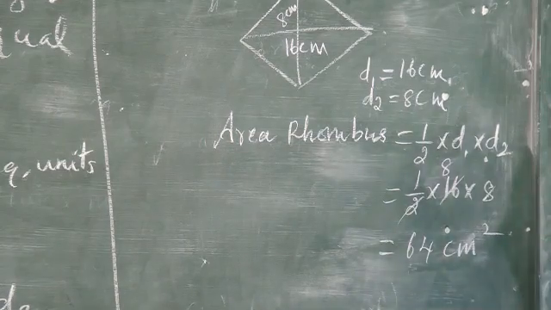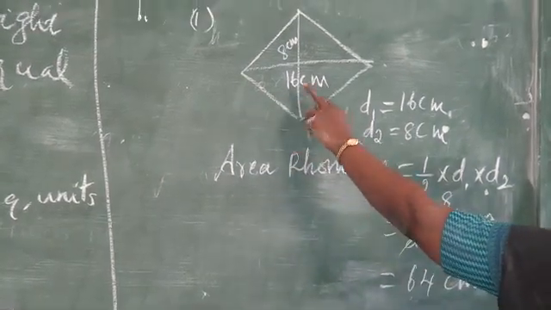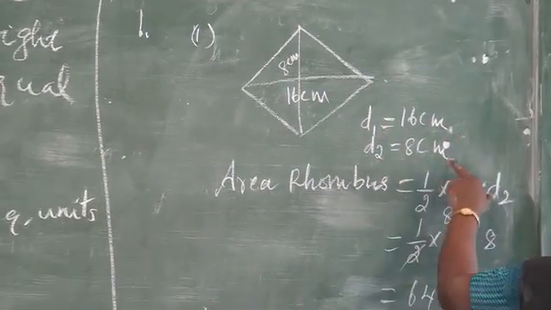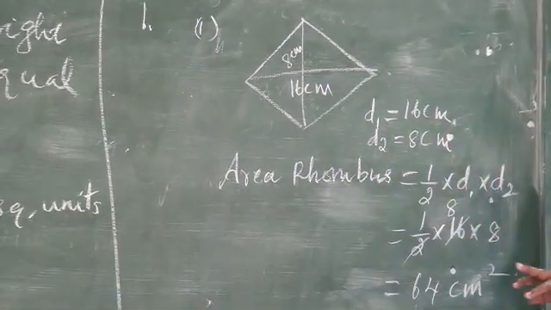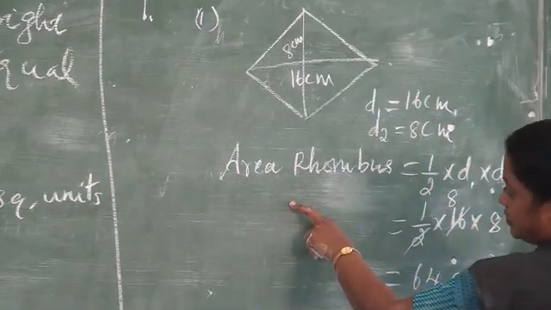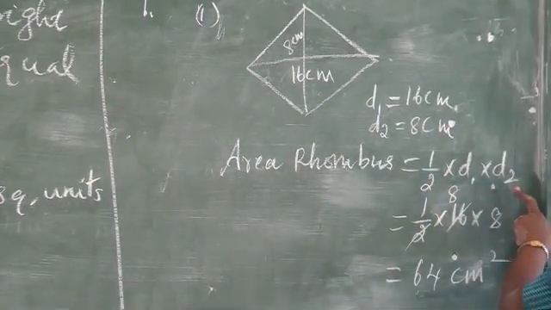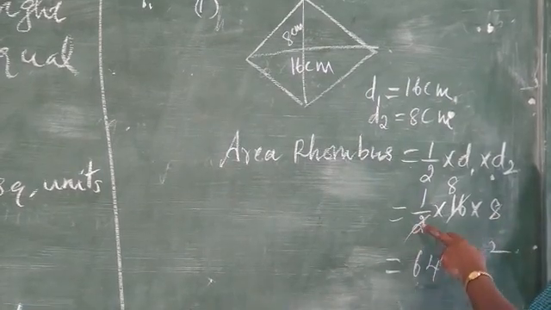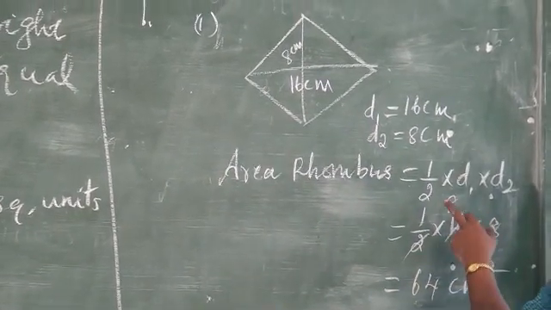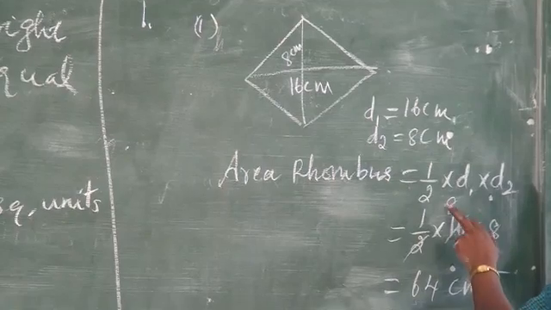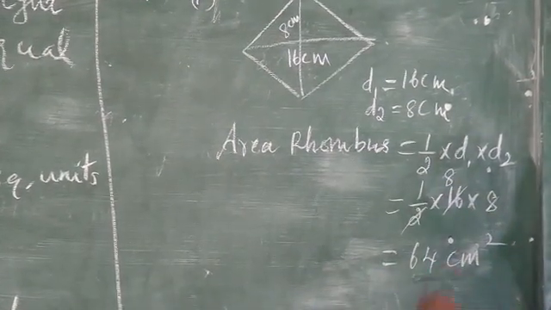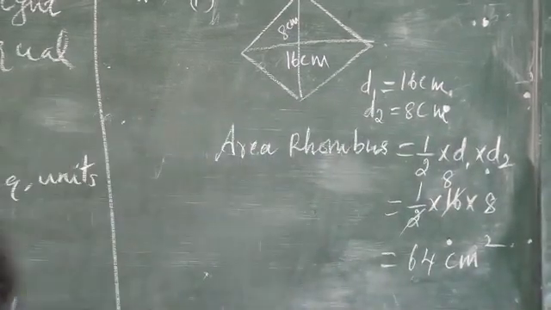Once again I will read out the problem. Listen. Two diagonals are given. So diagonals D1 equal to 16 centimeter, D2 equal to 8 centimeter. If diagonals are given, what is the formula for finding area of your rhombus? Half into D1 into D2. I am substituting the values here, 16 into 8. So how many 2's are there in 16? 8. Now cancel the 8. 16, we are getting 8. 8 8's are 64 centimeter squared. Come to the second option.